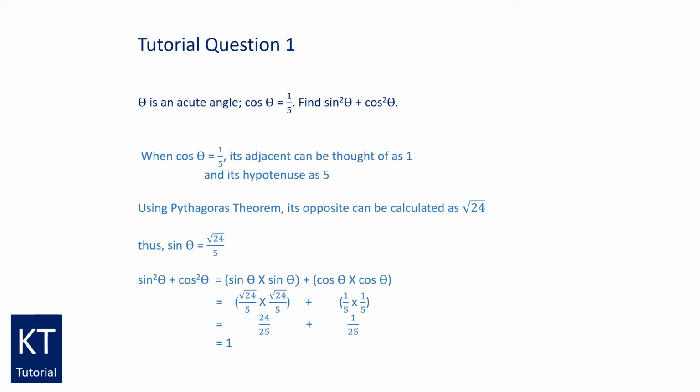When cos of theta is equal to 1 over 5, its adjacent can be thought of as 1 and its hypotenuse as 5. Using Pythagoras theorem, its opposite can be calculated as the root of 24. Thus, sine theta is equal to root of 24 over 5. By inserting the cos and sine values into the expression of sine theta squared plus cos theta squared, we will be able to identify this as 1.